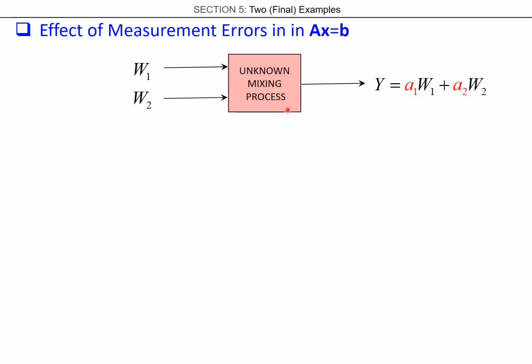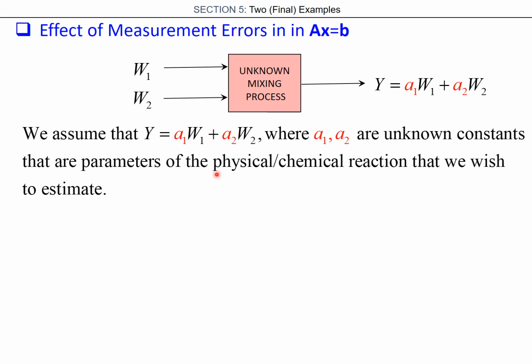If it was a square matrix, we could look at singular values as well, but we could also look at eigenvalues, the eigenvalue spread. So let's assume that we have some mixing process where the output y is equal to a1 times w1 plus a2 times w2. w1 and w2 are the inputs and y is the output. And what we'd like to estimate is what these a1 and a2 are. So one way of doing that would be to keep putting in different inputs and keep measuring the output.